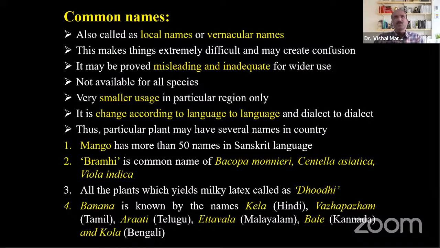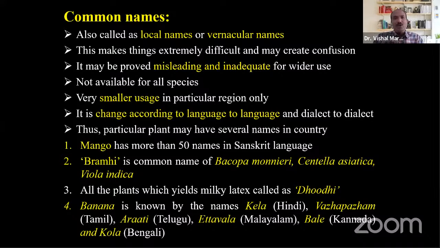For example, Brahmi, which is a very important medicinal plant, is mainly used in Brahmi Amla Kesh Tel. I think you might have seen the ad of this Brahmi Amla Kesh Tel on television. That Brahmi, one of the important medicinal plants, is known by three different species. That is, the common name Brahmi has been given to Bacopa monnieri, Centella asiatica, and Viola indica. So which exactly is the Brahmi that has medicinal value is very difficult to judge, and that is the difficulty which arises due to common names.